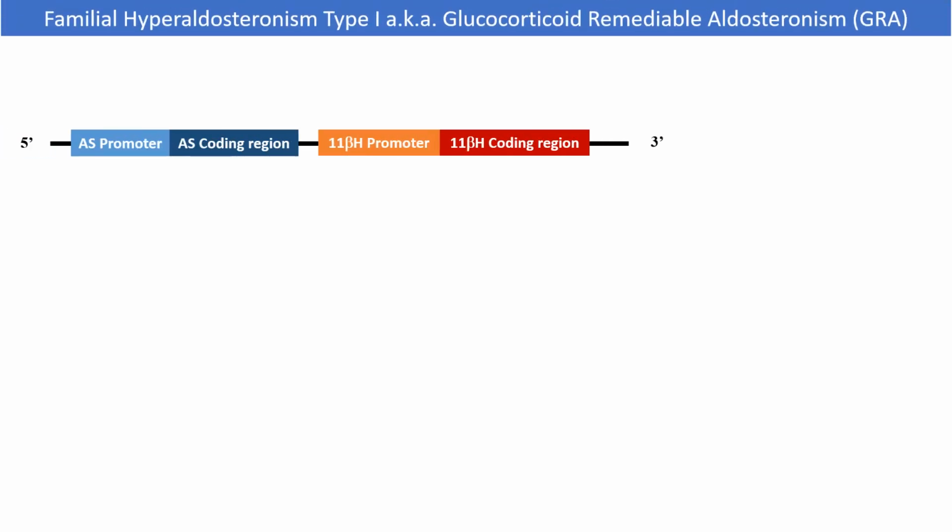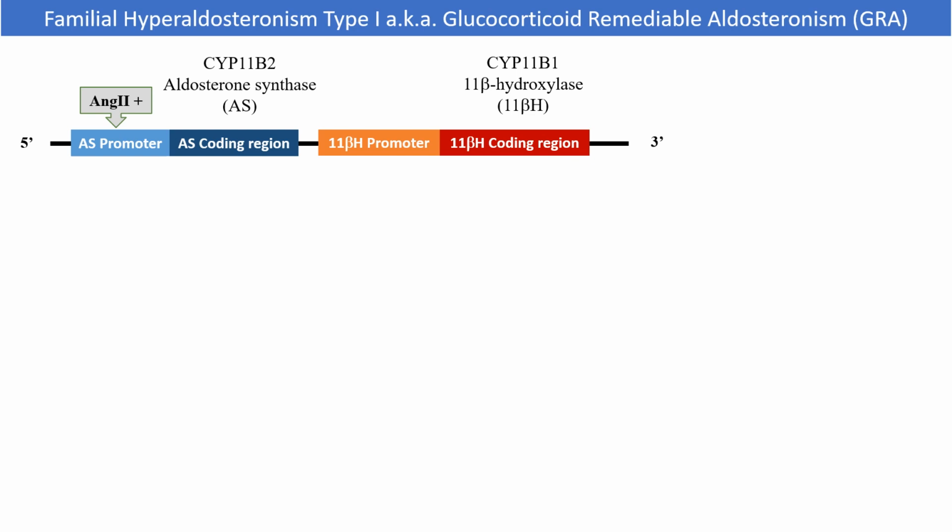This is a DNA segment showing two genes on one chromosome, one encoding aldosterone synthase and the other encoding 11-beta hydroxylase enzyme. Both genes have their own promoters. Aldosterone synthase is the enzyme that's responsible for the synthesis of aldosterone. Normally, the transcription of aldosterone synthase is promoted by angiotensin II, while the enzyme 11-beta hydroxylase is promoted by the adrenocorticotropic hormone ACTH.